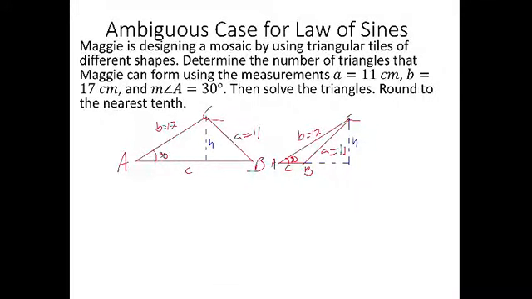Okay, so now that we know there's two triangles, we're still going to use the law of sines, but we're going to have to do an added step with it. So since we know both angle A and side A, we're going to use that as one of our law of sines. So we're going to do one part of the law of sines.